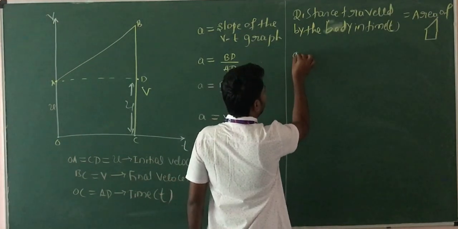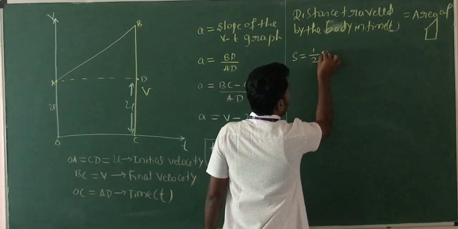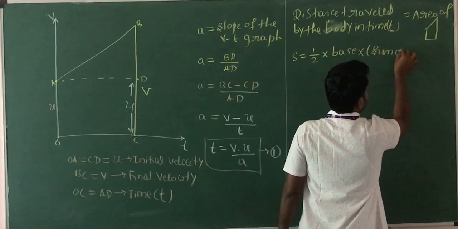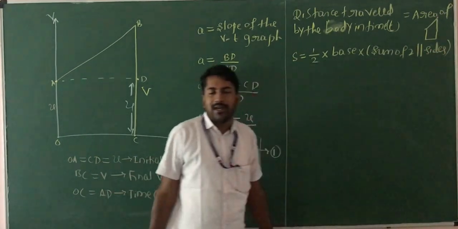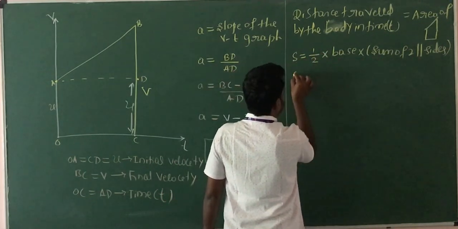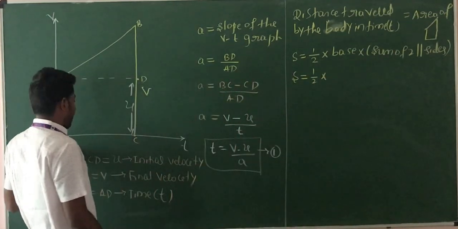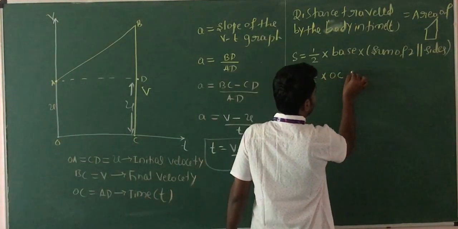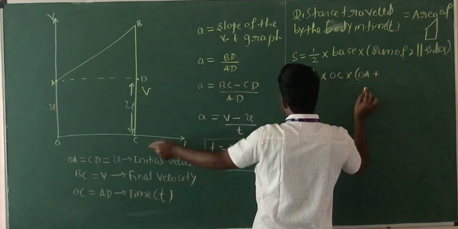Distance is mathematically denoted by the symbol s. So s is equal to the area of the trapezium. The area of a trapezium formula is 1 by 2 into base into the sum of two parallel sides. Using this formula, we can calculate the area. Substitute the values: s is equal to 1 by 2 into base, and the base of this trapezium is O to C, into the sum of two parallel sides, that is OA plus BC.